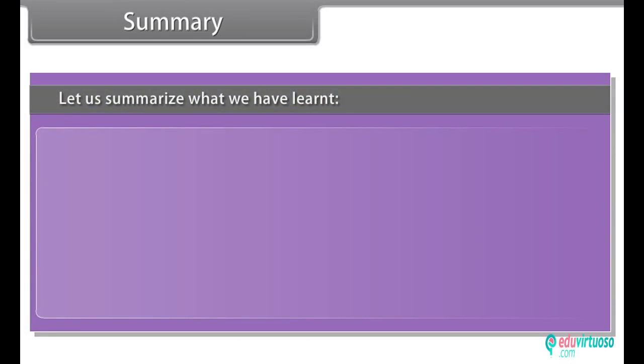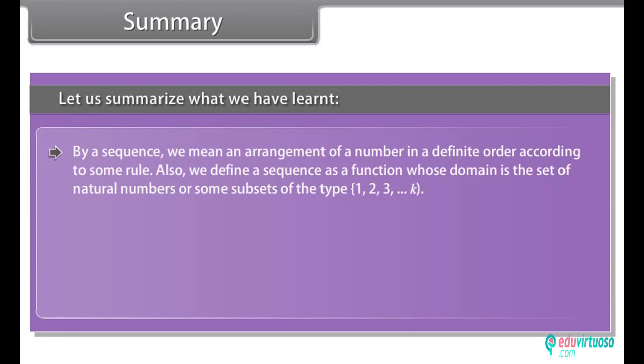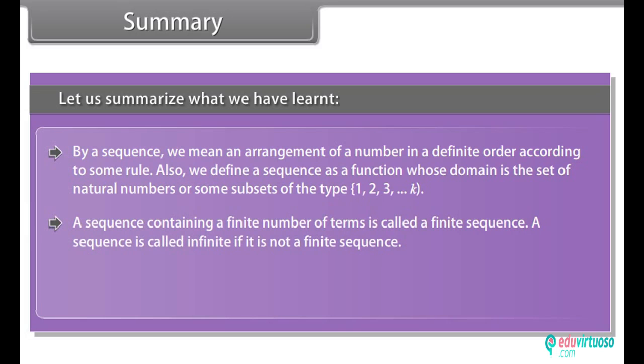Summary. Let us summarize what we have learnt. By a sequence, we mean an arrangement of numbers in a definite order according to some rule. Also, we define a sequence as a function whose domain is a set of natural numbers or some subsets of the type 1, 2, 3 up to k. A sequence containing a finite number of terms is called a finite sequence. A sequence is called infinite if it is not a finite sequence.